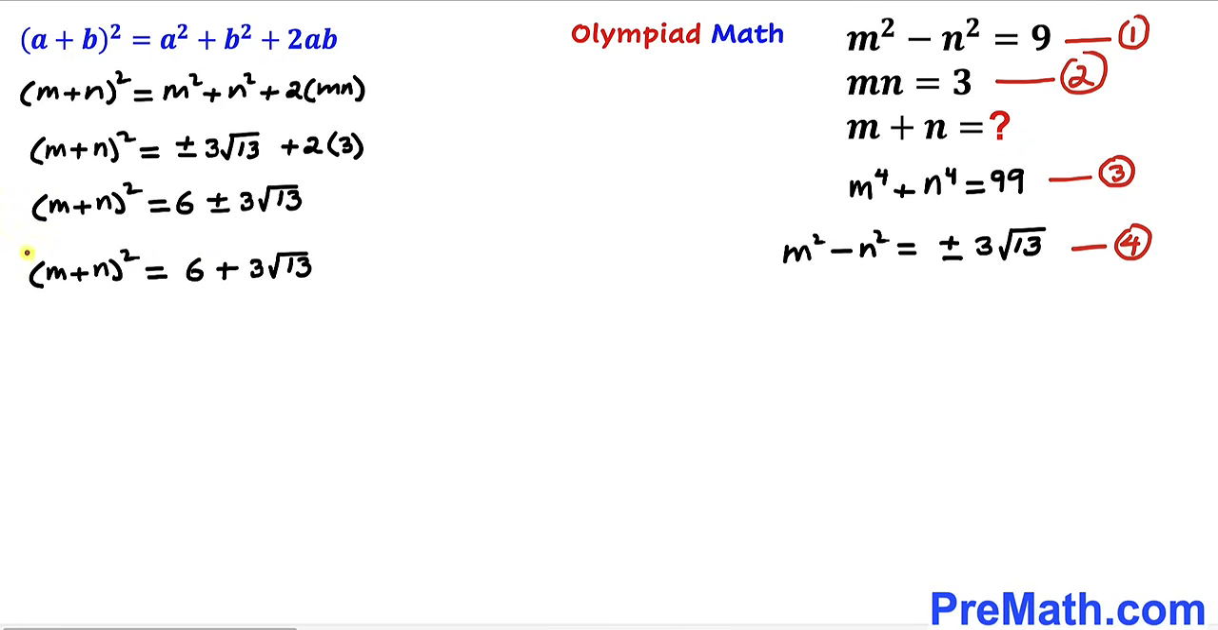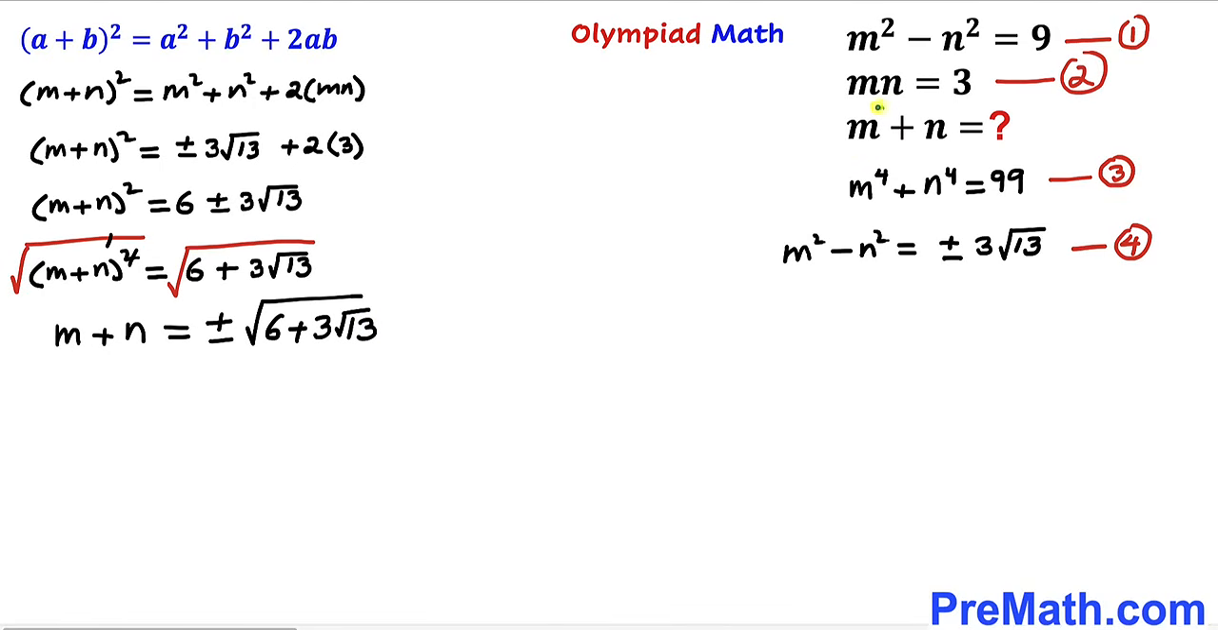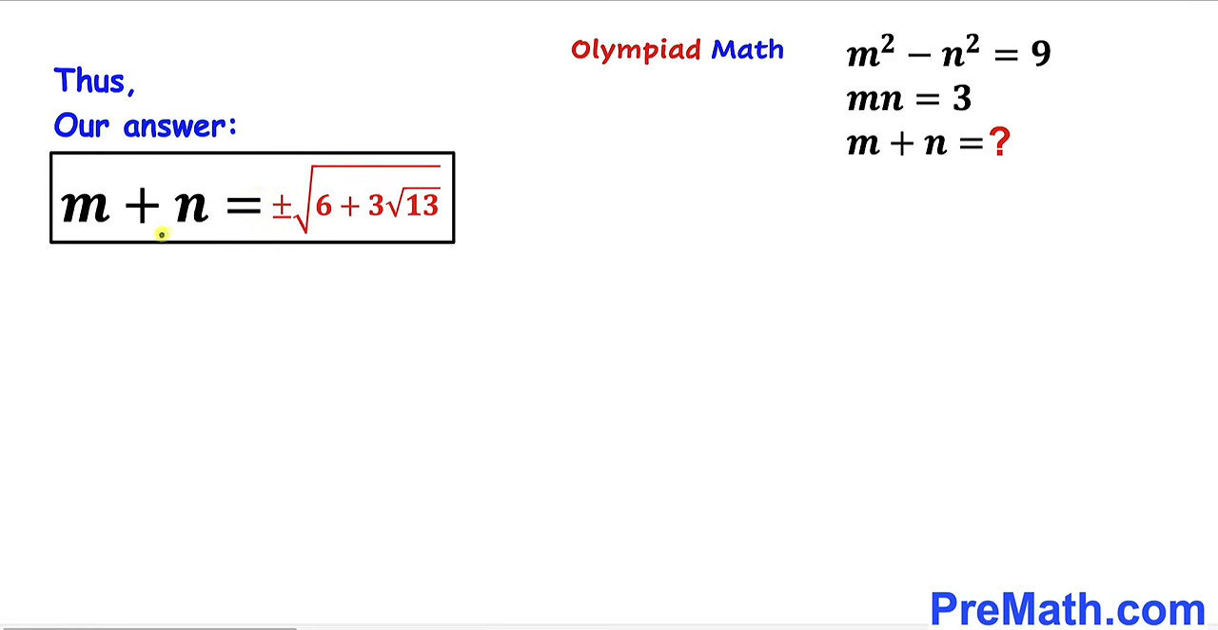And now we are going to take the square root on both sides to undo this square. And here we can see this square and square root is gone. So therefore our m plus n value turns out to be equal to positive or negative square root of 6 plus 3 times square root of 13. And that's what we were looking for, the value of m plus n. So thus, after all the calculations and manipulations, our m plus n value turns out to be positive or negative square root of 6 plus 3 times square root of 13. And that's our final answer.